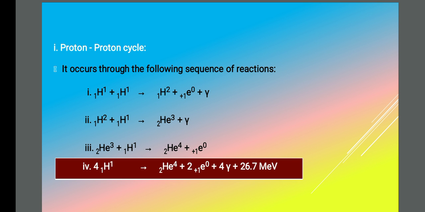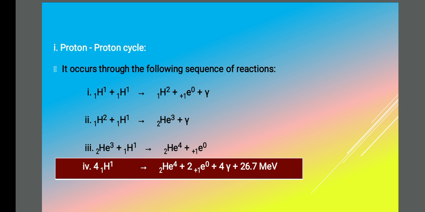So if you take the overall reaction, 4 protons combine to give you helium plus 2 positrons plus 4 gamma radiation plus 26.7 mega electron volt. So this is the amount of energy released in this reaction. Since it is the energy released by stars, we call it stellar energy.